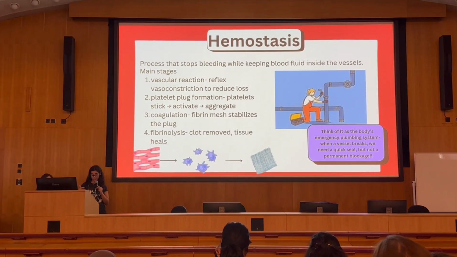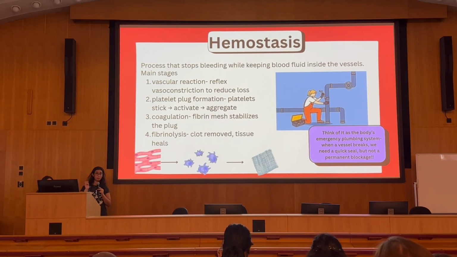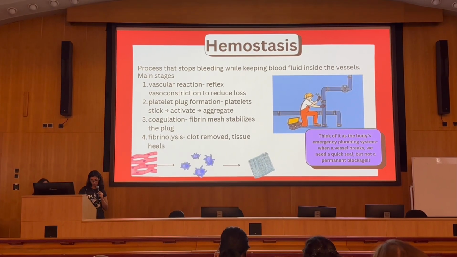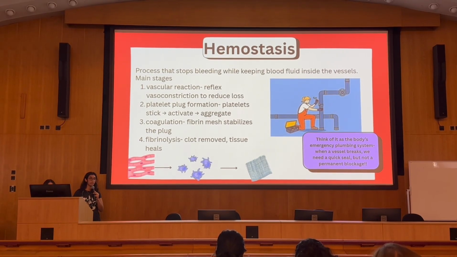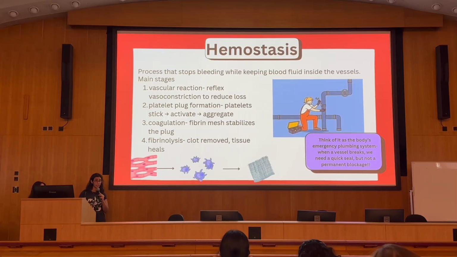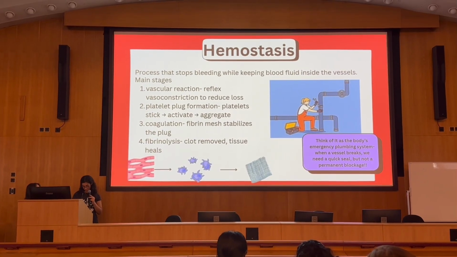And then you have coagulation, where the fibrin threads act as a mesh to stabilize the blood. And then we have fibrinolysis. So once the repair is done, the clot has to dissolve. And throughout this, the body keeps a balance, because if there's too little clotting, it could lead to bleeding, and if it's too much, it could lead to thrombosis.